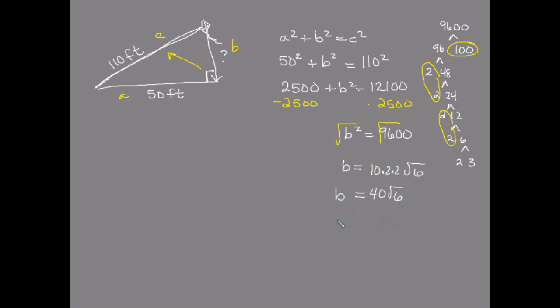But if I wanted to know an approximate value, this little symbol here means approximately, I would put into the calculator 9,600 and take the square root of it, and I would get 97.97 feet. So roughly 98 feet high up in the air with the kite.